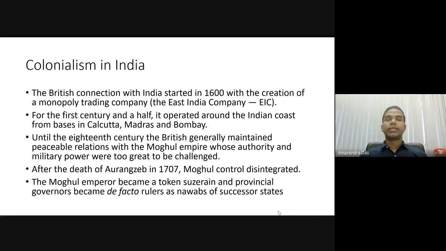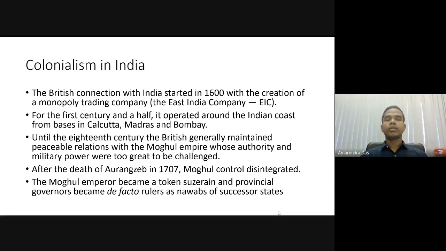They operated on the Indian coast, basically in Kolkata, Madras, and Bombay. If you look at the present cities, these are Kolkata, Mumbai, and Chennai, but formerly they were known as Calcutta, Madras, and Bombay. Until the 18th century, the British maintained a very peaceful relationship with the Mughal Empire and they focused on their trade. But then by 1707, after the death of Aurangzeb, the Mughal control disintegrated.